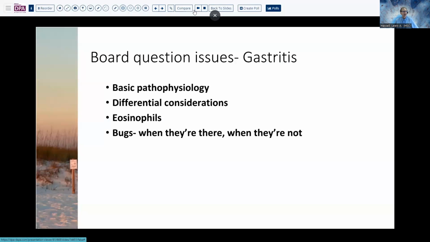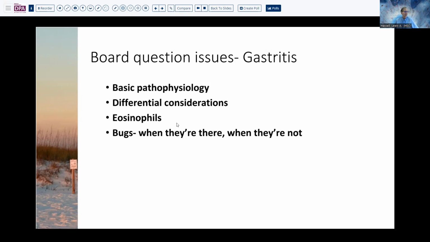So with regard to gastritis, understanding the pathophysiology and the distinctions between the relationships between atrophic gastritis versus superficial Helicobacter type gastritis, and the differential considerations. If I see a relatively normal biopsy, I always look for eosinophils because they can be present in a slightly increased number in patients with symptoms, but maybe not full-blown eosinophilic gastritis.